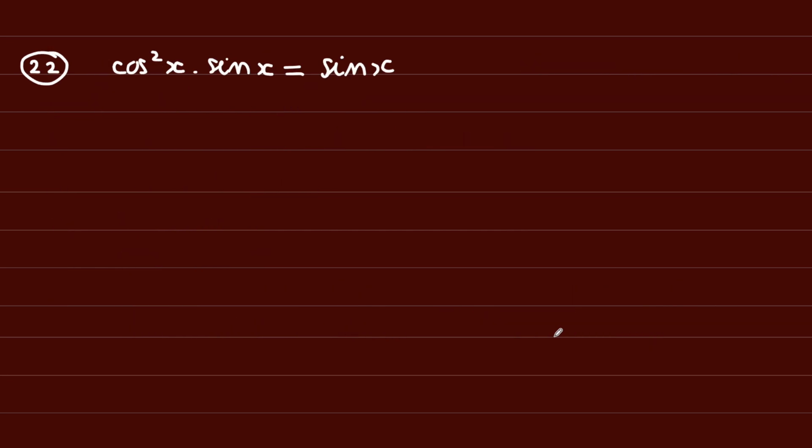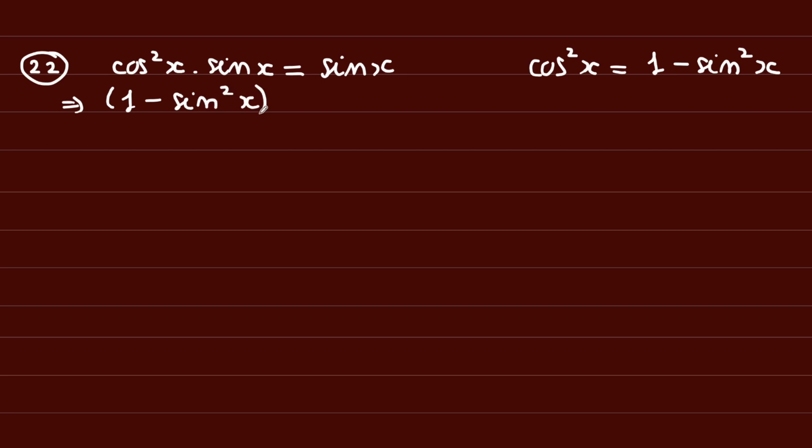Question 22, cos square h multiply sine h equal to sine h. This question is not easy anymore. Cos square h, you need to convert cos square h in terms of sine h. And you know how to do that, right? Because in the previous exercise, you already learned about this expression. Cos square h equal to 1 minus sine square h. I will substitute to the position of cos square like this.